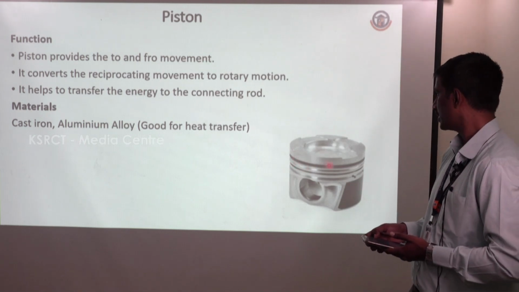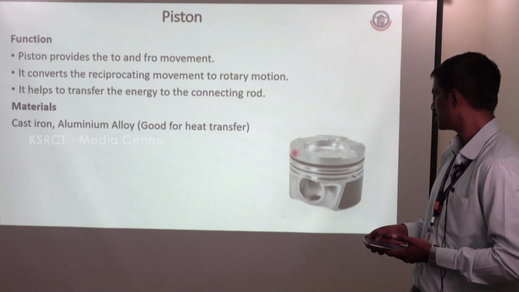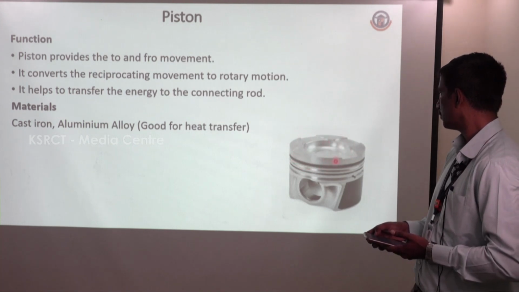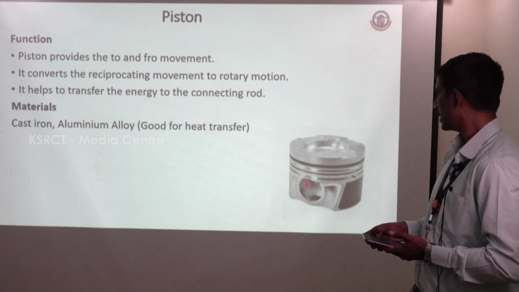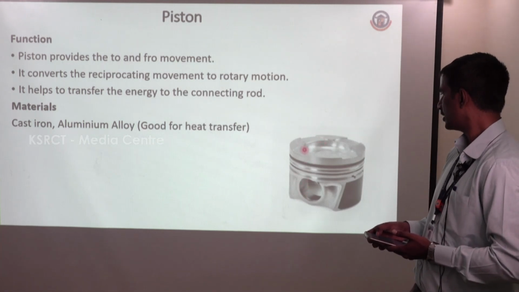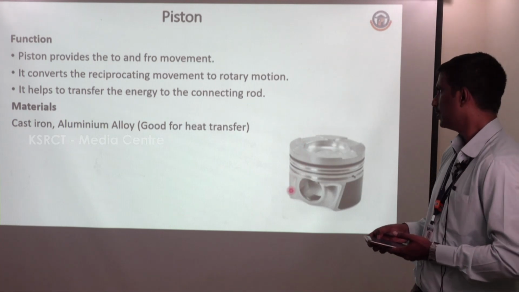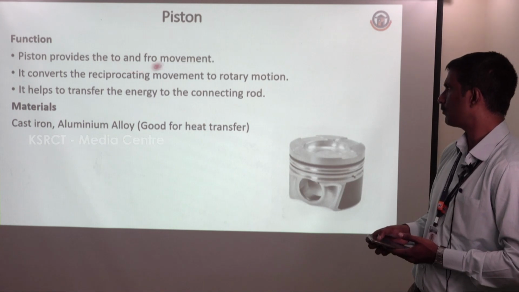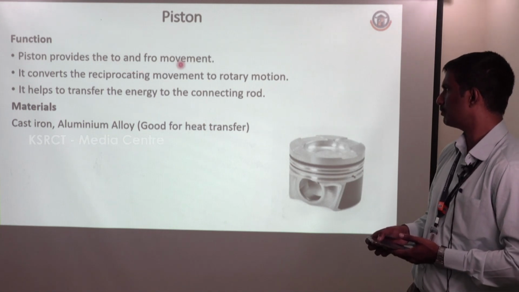The combustion process happens above the piston, so that the mean effective pressure is applied on the piston. The piston moves up and down. That reciprocating motion is called the mechanical energy. So that is what is happening here. The piston provides the to and fro movement, that is called the reciprocating movement.